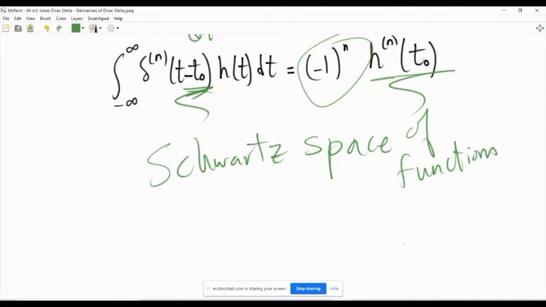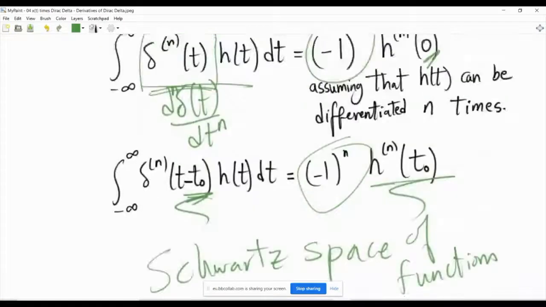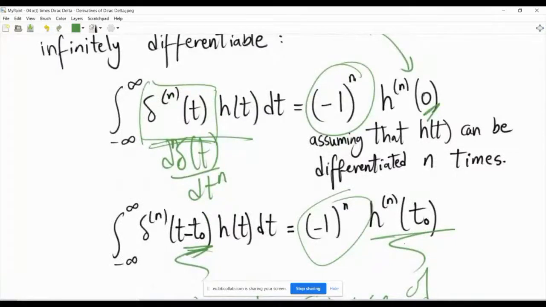Say it again, why can we not do so? Here you need the function to be differentiated n times, and I am assuming that it is differentiable on R, so its derivative is defined on the whole of R, so it's defined at 0 or at t0.